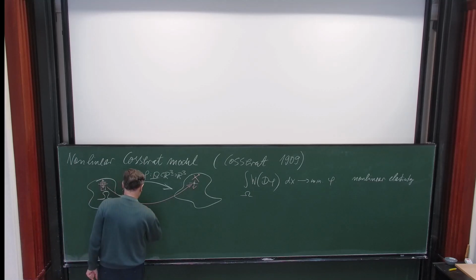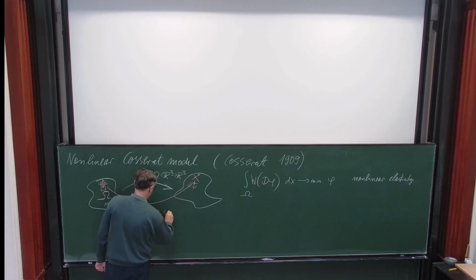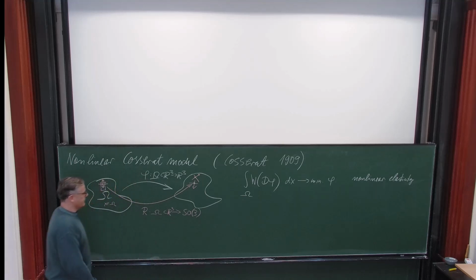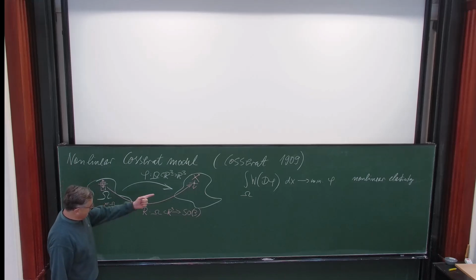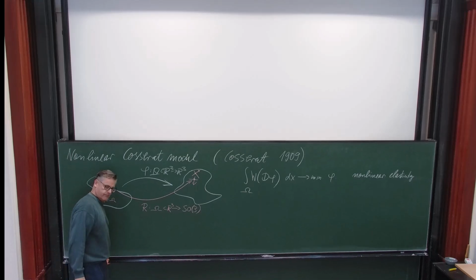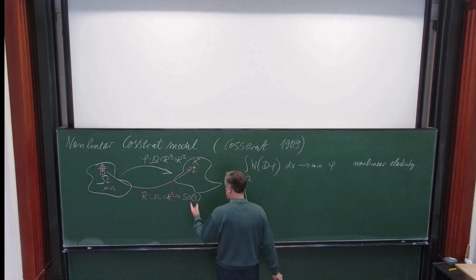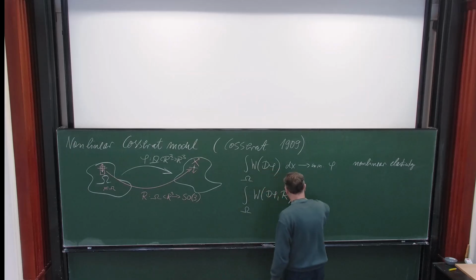So you have a map R, which attaches to each point x in omega, omega in R3, a rotation matrix, SO3. Special orthogonal matrices. So we should augment our variational principle with the possibility to come up with rotations. So let's say I should have d phi and R. Let's start here.